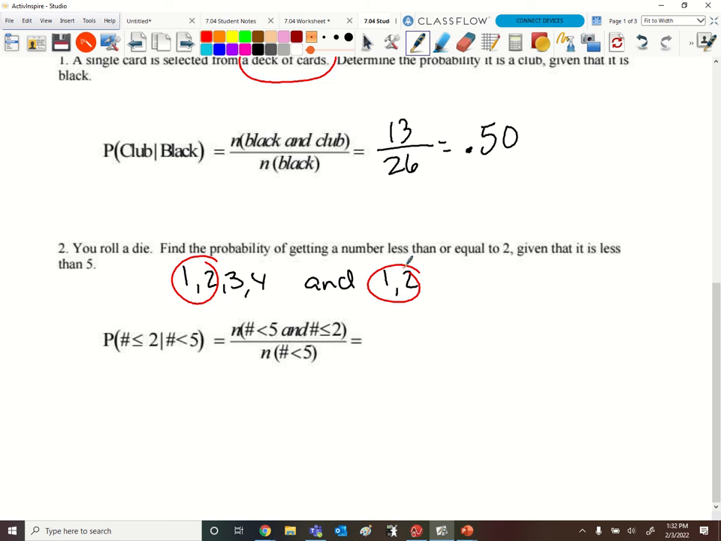So how many numbers do I have there? There's only 2 numbers, a 1 and a 2. So how many numbers do we have on the top? 2. Very good. And for numbers less than 5, the bottom of my fraction, how many numbers do we have that are less than 5? 4. Do the math. What is it? 0.50, or 50%.